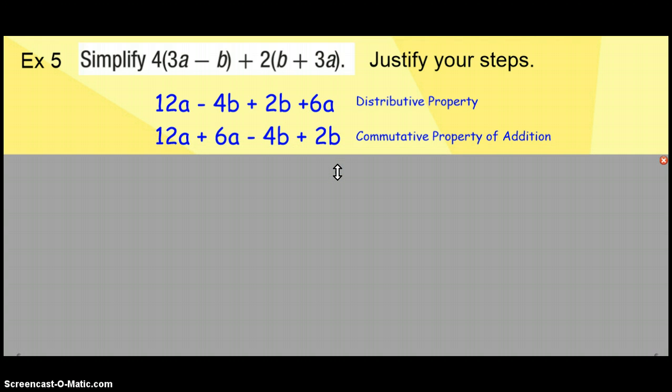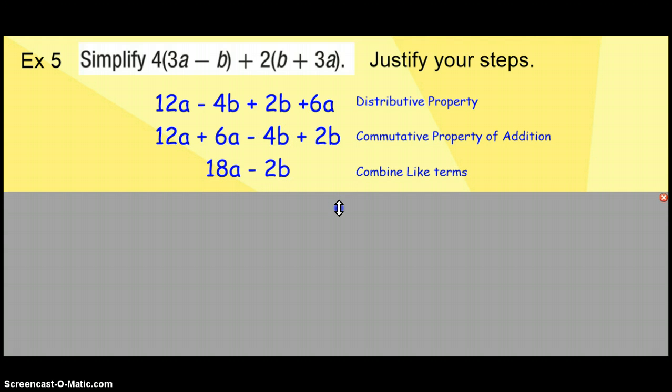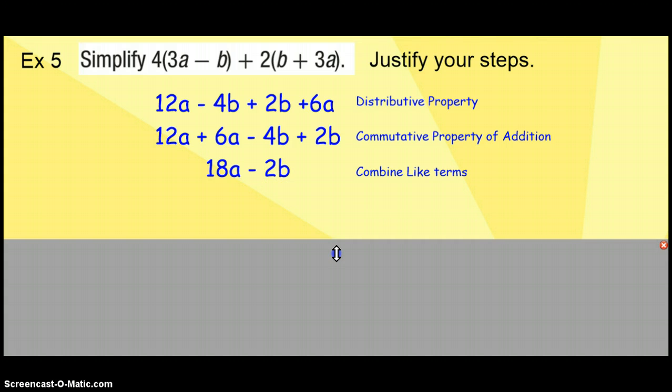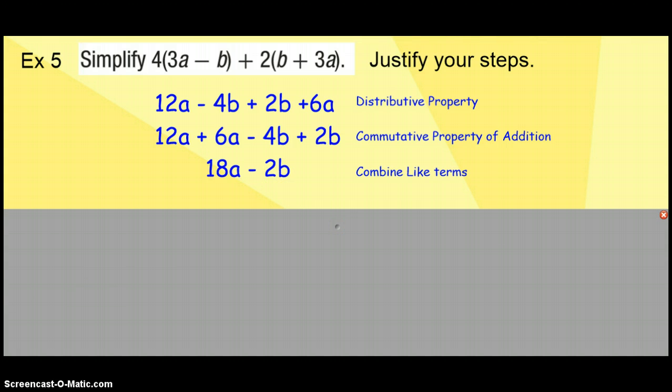Then we use the commutative property to get this a over next to the 12. So when you're adding, you can move things around. Make sure that if you have a negative number, it goes with that negative number. So that 4b is still negative. Then we combine our like terms. 12a plus 6a gives us 18a. -4b plus 2b gives us -2b.